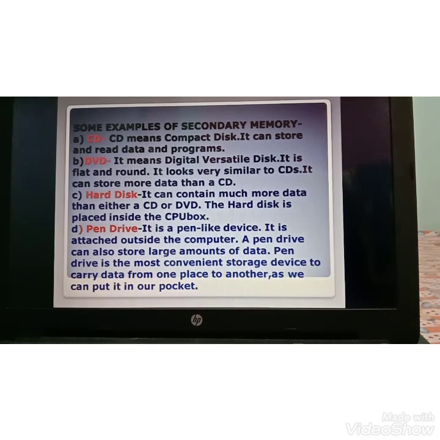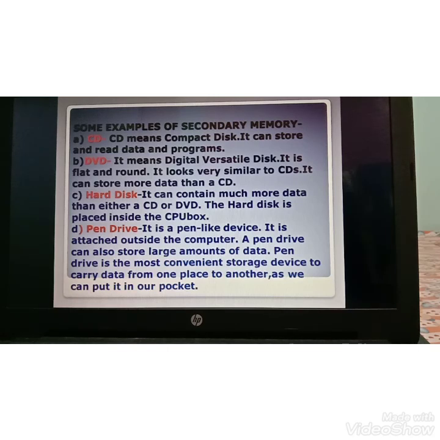Next is DVD. It means digital versatile disc. It is flat and round like a CD, and looks very similar to CDs, but it has a larger storage capacity than a CD and can store more data. Children, CD and DVD are also known as optical storage devices.